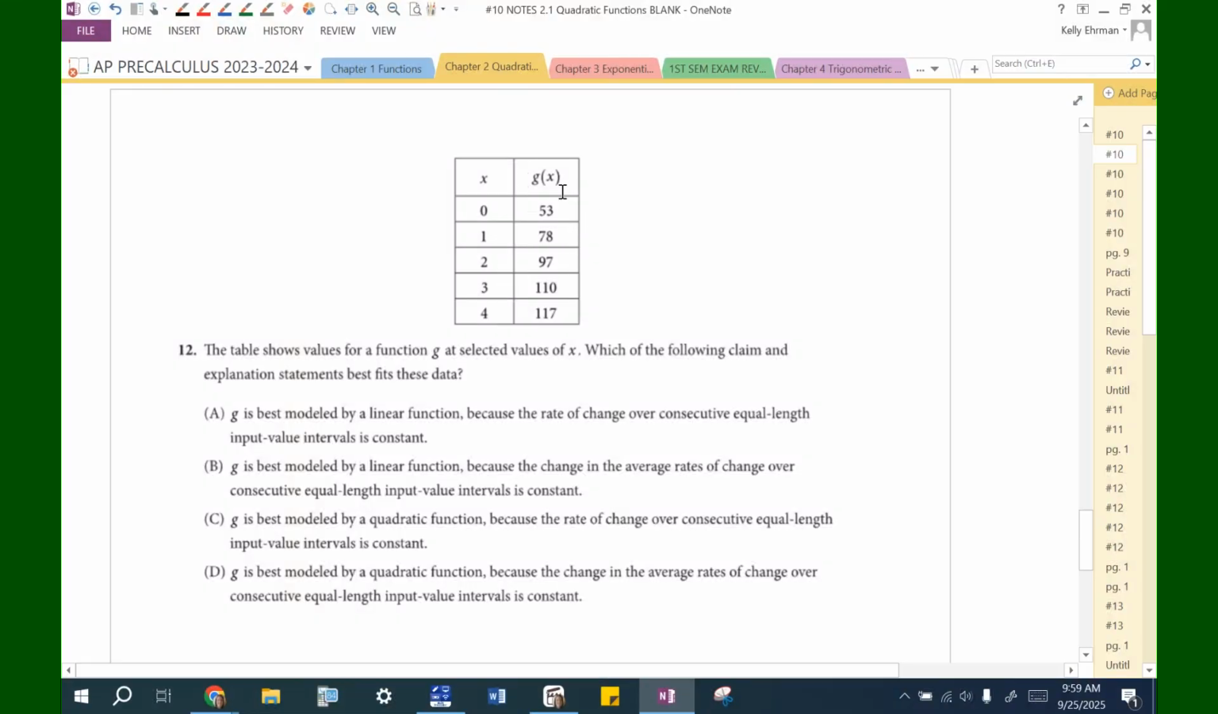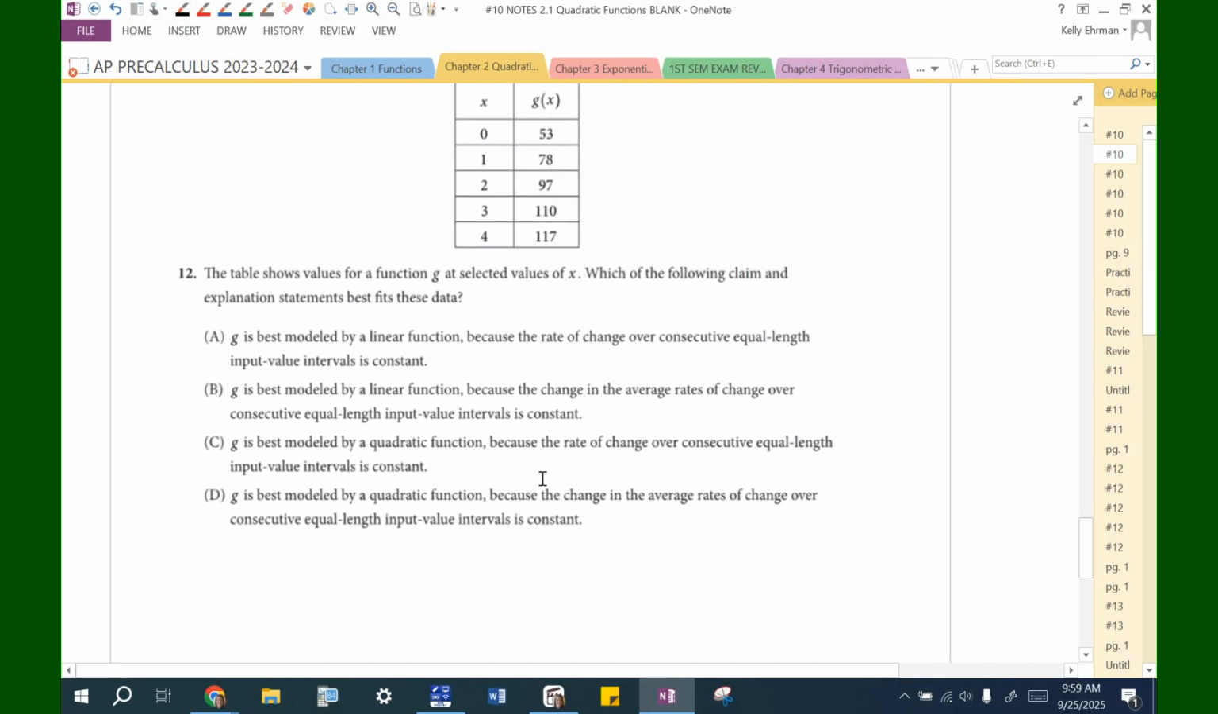All right. It's not obvious to me what this graph looks like, and I don't have access to Desmos to just look at it and see if it's curved or linear. The table shows values for function g at selected values of x. Which of the following claim and explanation statements best fit the data? So take a look at your options before you do this. G is best modeled by a linear function, a quadratic, a quadratic. What's the difference between the two? So I need to decide linear or quadratic.